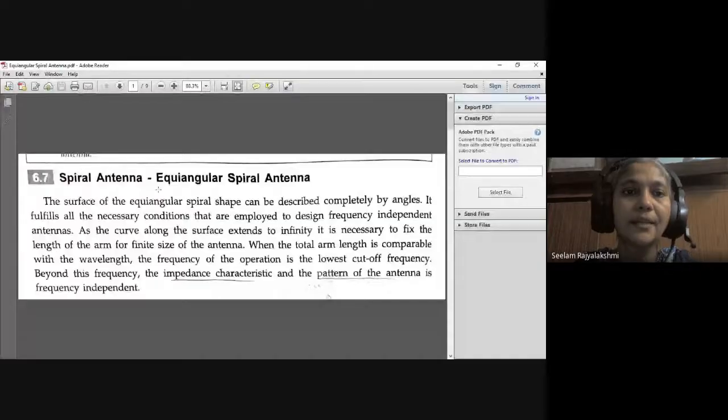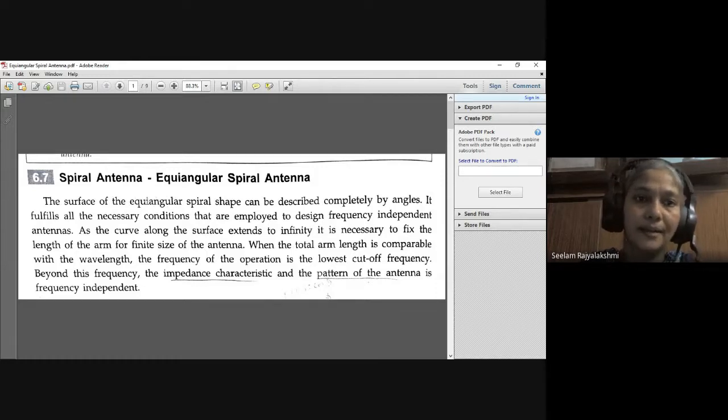Equiangular spiral antenna. Now let us consider the equiangular spiral antenna. The surface of the equiangular spiral antenna shape can be described completely by its angles. This antenna fulfills all the necessary conditions for the design of frequency independent antennas, because this is a frequency independent antenna.